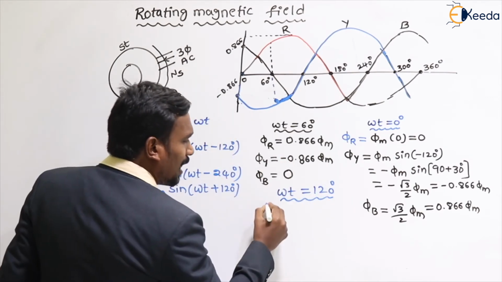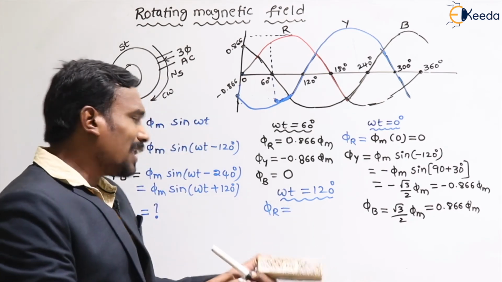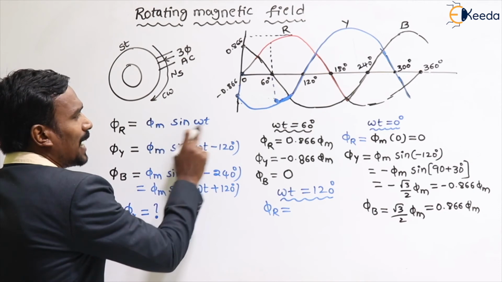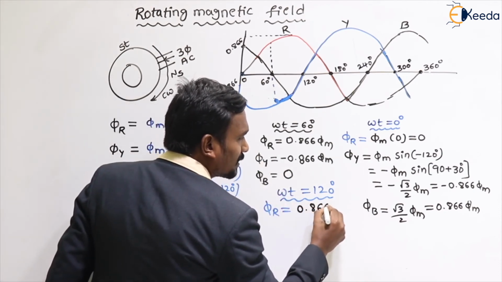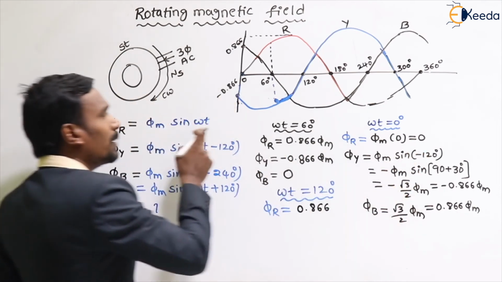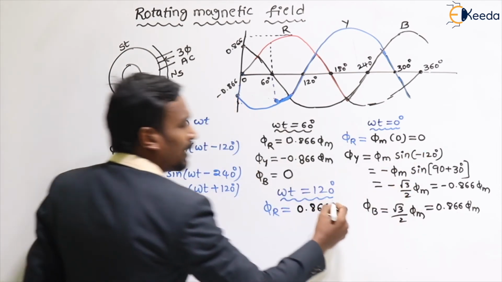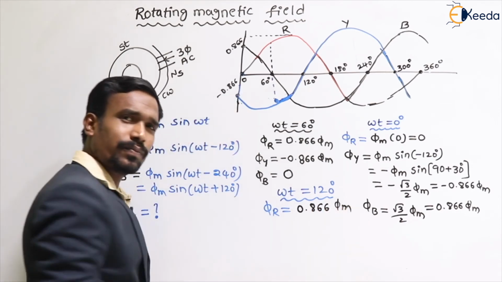What about phi R? Phi R is nothing but the R phase. The R phase at omega t is sine 120. Sine 120 is 0.866. This is minus 120, that's why minus, but this is plus 120, so simply plus 0.866 times phi m.